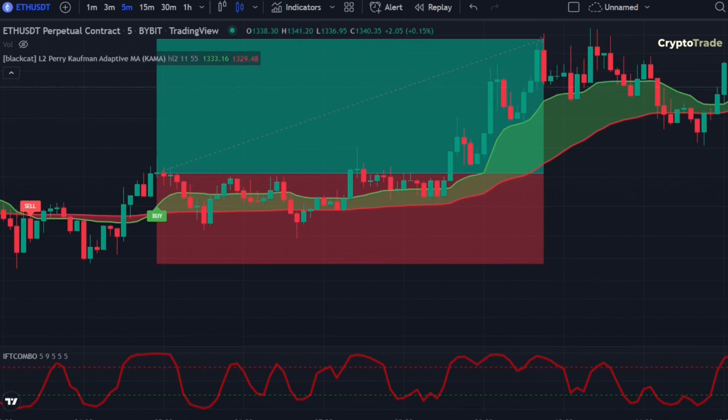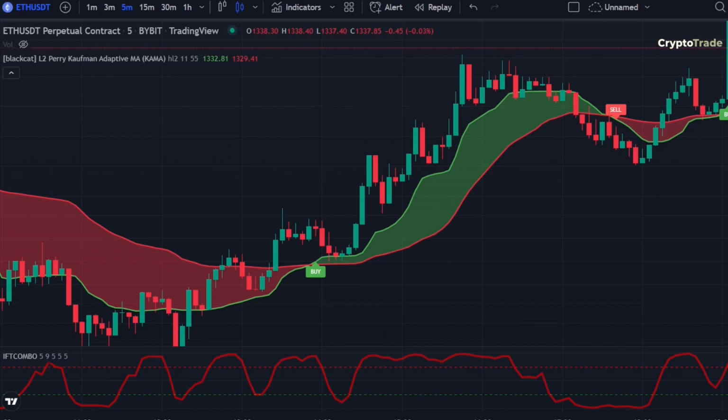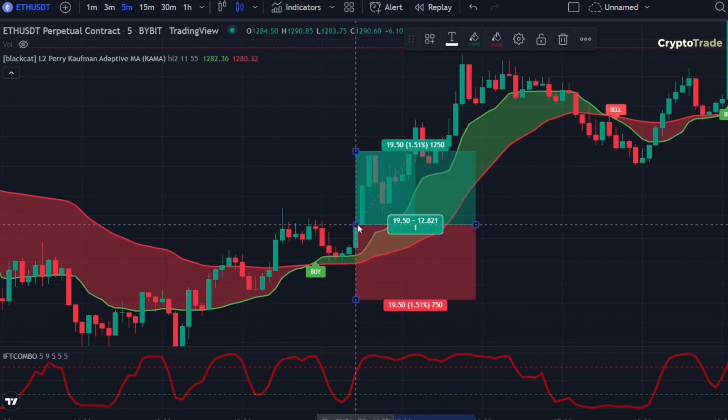Let's look for the next trade. The L2 PERRY KAUFMAN indicator gives a buy signal. The candle must be green and close above the cloud. The inverse Fisher transform indicator must be above the red dotted line. As these conditions are met, place a buy order at the close of the green candle with the buy signal.